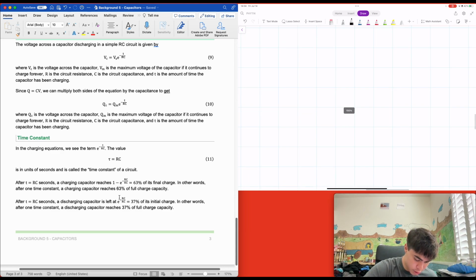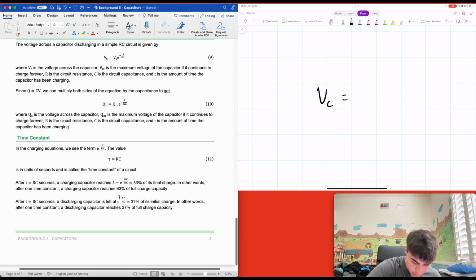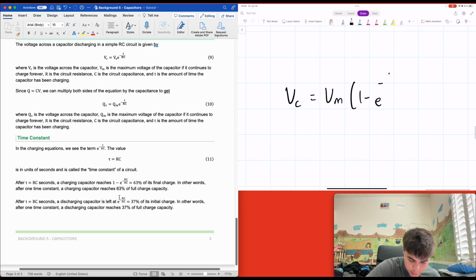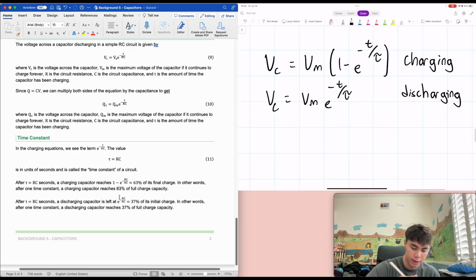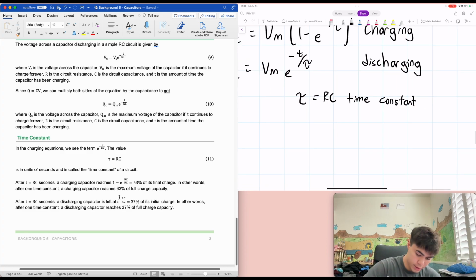So these equations can be written as VC equals Vm times 1 minus e to the negative t over tau, and VC equals Vm e to the negative t over tau. Again, this is our charging circuit, this is our discharging circuit, and the equation for tau is RC, the time constant. And tau has units of seconds because it's a time constant.